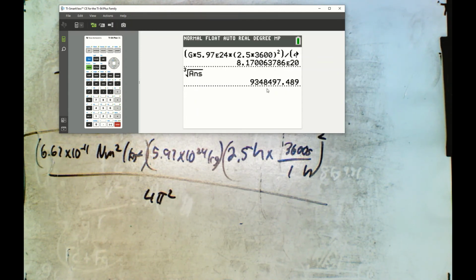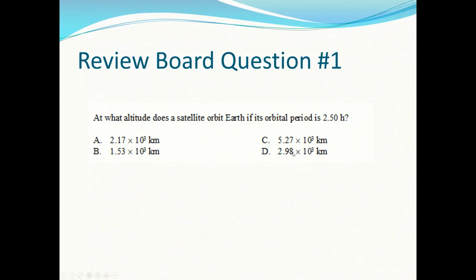But remember, that's r. So r is going to be the whole distance. So we want to subtract, it's only looking for altitude, so we want to subtract that 6.37 times 10 to the 6 from our answer, and we get 2.98 times 10 to the 6 meters, or 2.98 times 10 to the 3 kilometers. So D is going to be our answer.